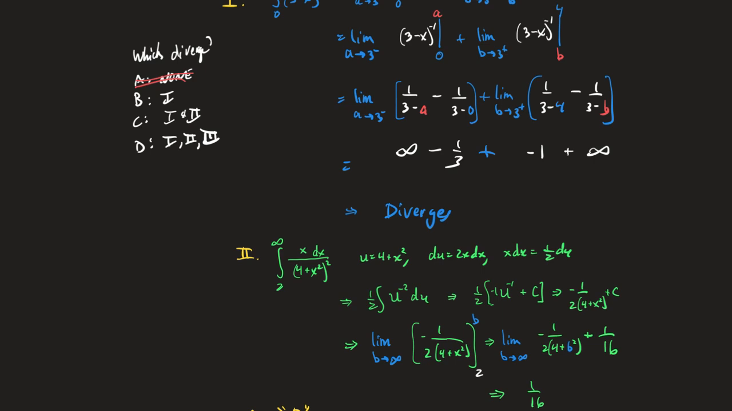So that means it can't be this one and it can't be this one, which both include 2, which doesn't diverge. So B is the only answer. That's how you do number 103.